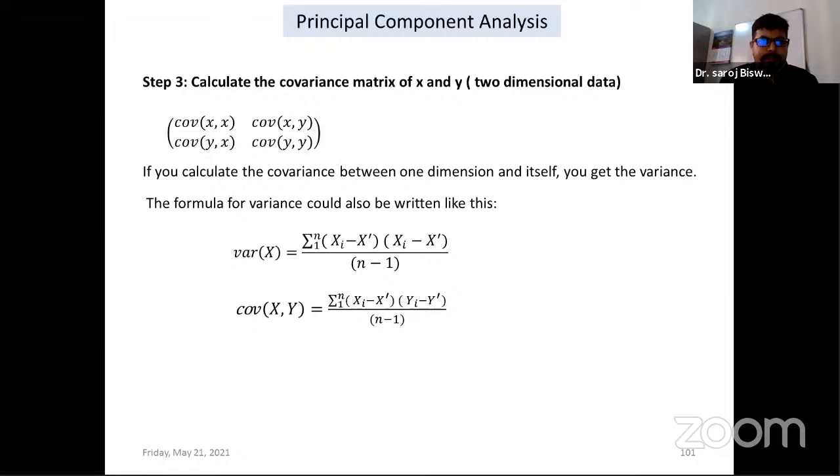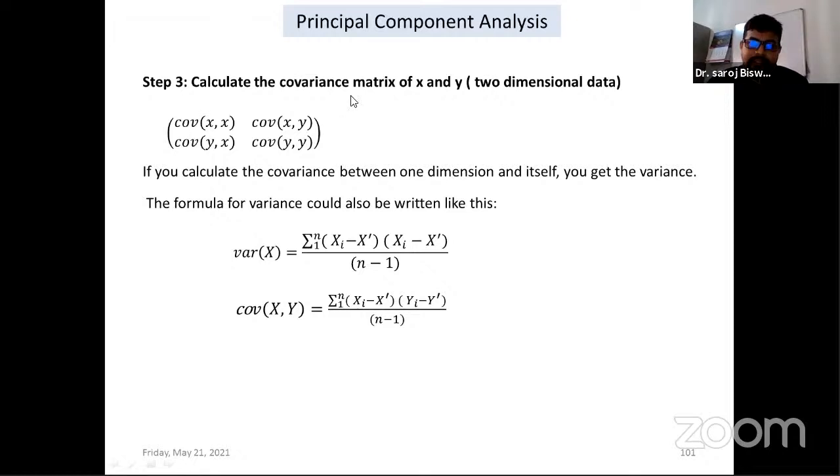Now we're going to step number 3. Step number 3 is talking about what we need to calculate now: the covariance matrix of x and y, right? So here in this case, we have 2 dimensions. Fine. Whenever we find a covariance matrix of some vectors, if it is 2, then the size of the covariance matrix would be 2 into 2. If it is 3, then it will be 3 into 3. So here we have 2 vectors. That's why the size of the covariance matrix is 2 into 2.